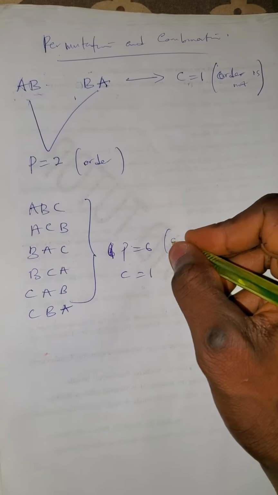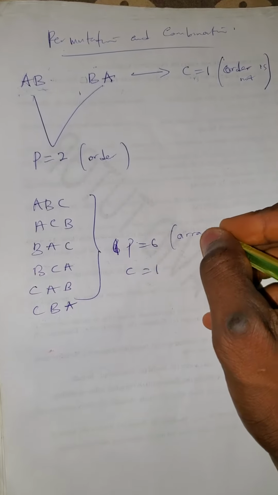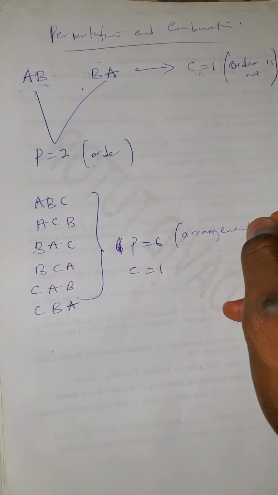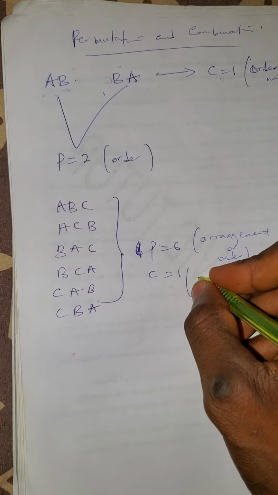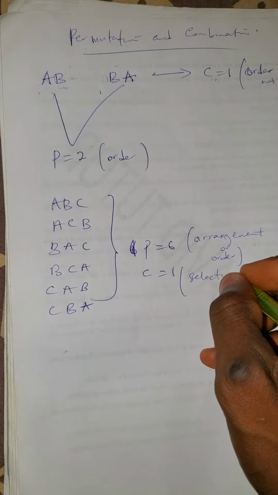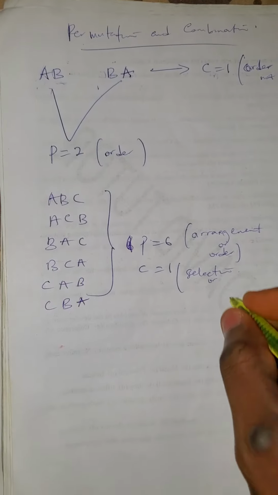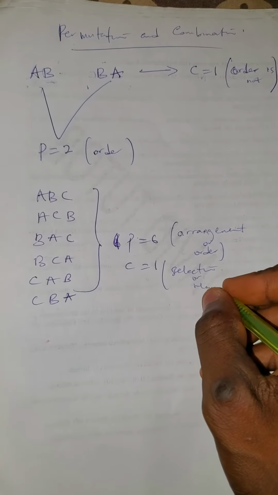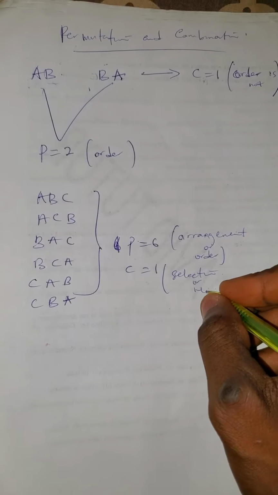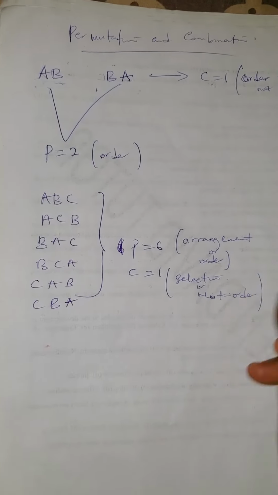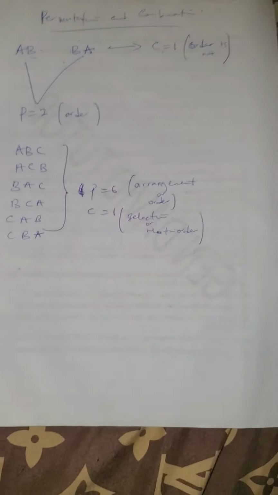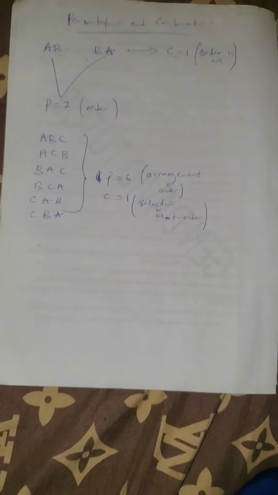Why? Because this one deals with the arrangement, or the order is concerned here. But this one deals with selection, and the order is not concerned. That's the difference between the two.